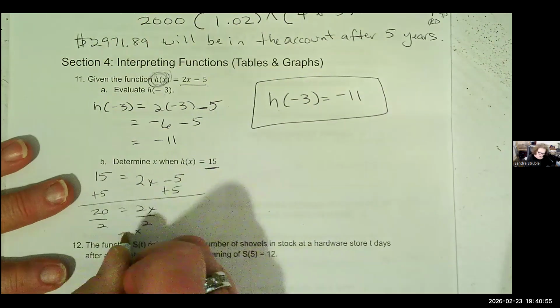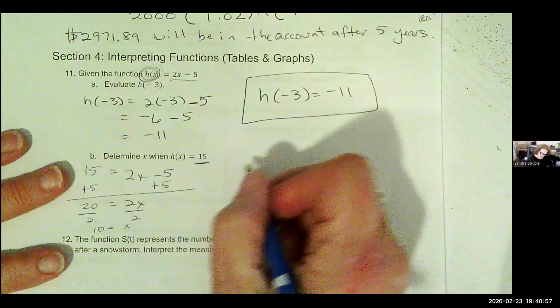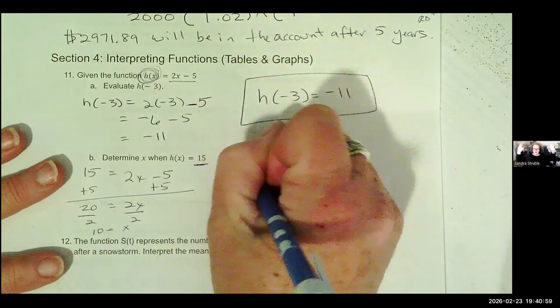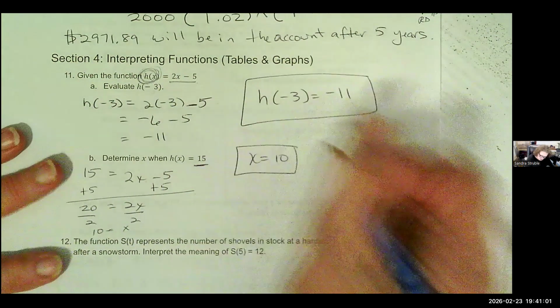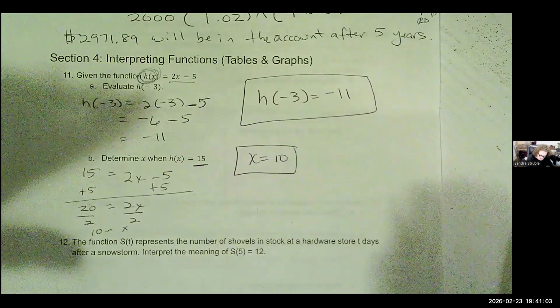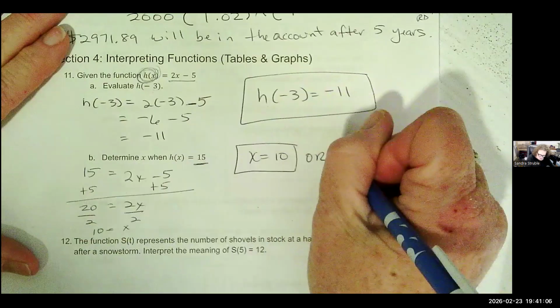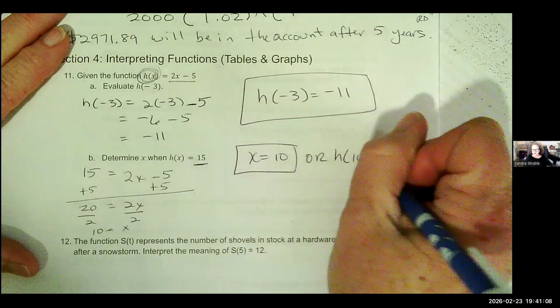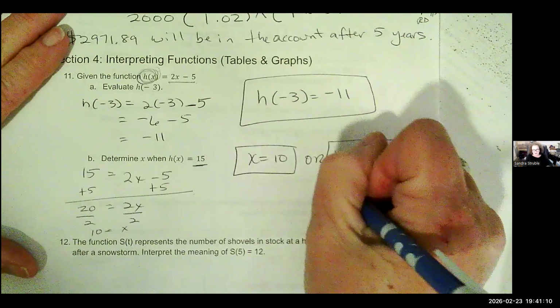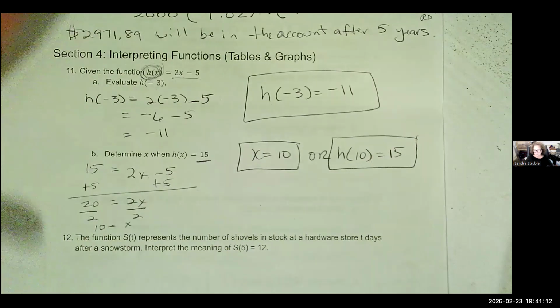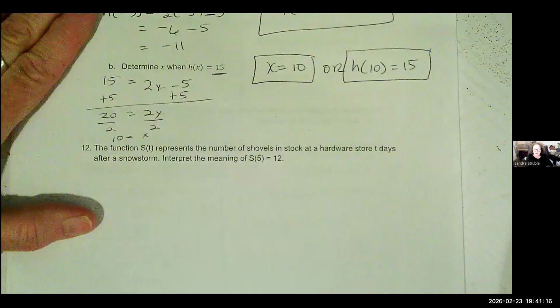So these are your answers. You can either write x equals 10, boom, I'm done, or you can write h of 10 is equal to 15. I will accept either of those. If you write both, you're not getting extra points. Just write one, okay? Whichever one. I find this one, you make fewer mistakes, so go with that.